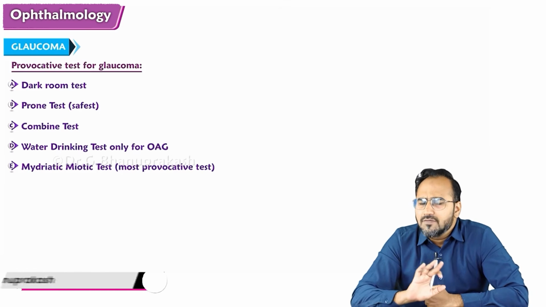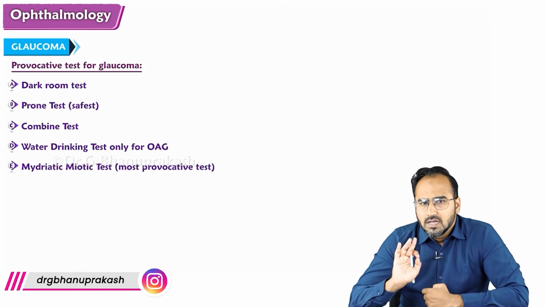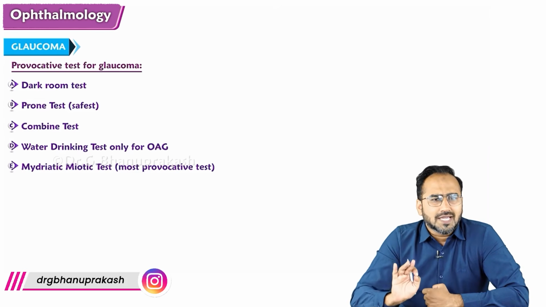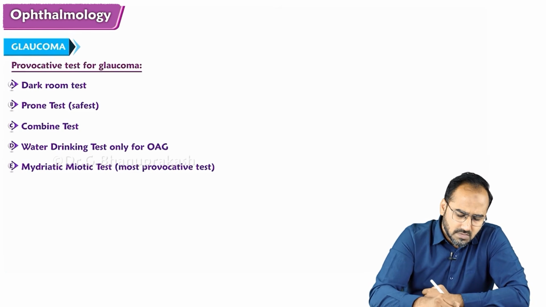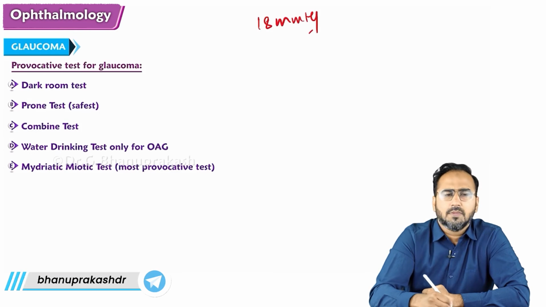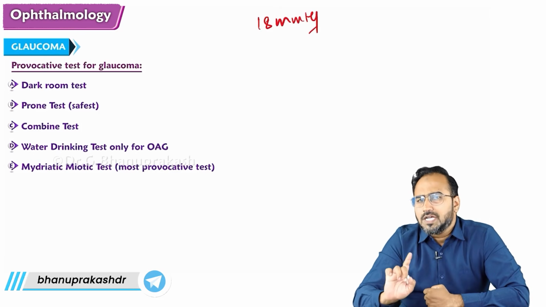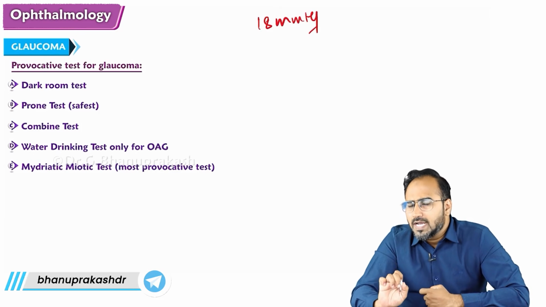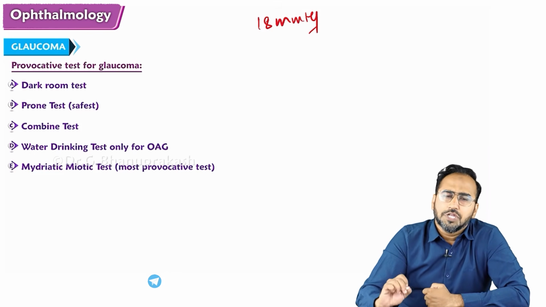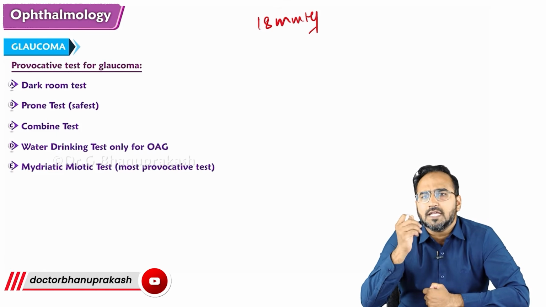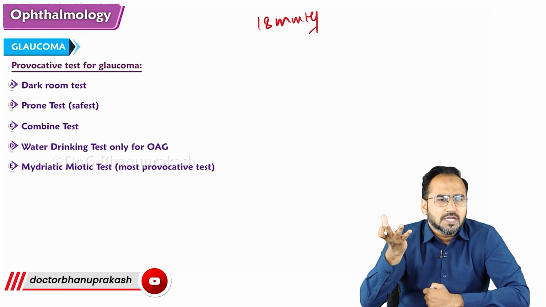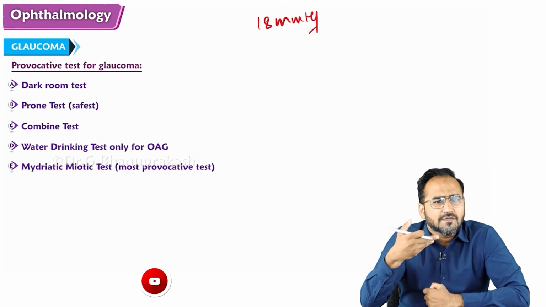Dark room test meaning what? I'll give you a brief review of what the dark room test is. A patient comes to your clinic, you check his intraocular pressure. His intraocular pressure will come like 18 mm of Hg. Then you send this patient into a dark room for 1 hour, and after 1 hour again check his intraocular pressure. Normally, before going to the dark room my intraocular pressure is 18, and after coming from the dark room it becomes 22. Okay? It increases by 4 mm of Hg.